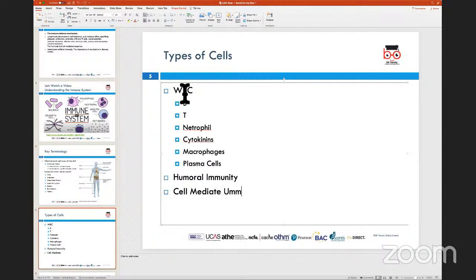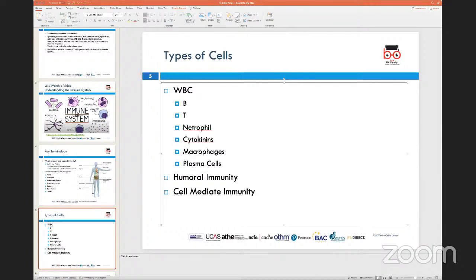So essentially, if you don't have a good understanding of the types of cells which are involved in the defense of infection, or in fighting the infection in the human body, then it will become difficult for you to understand how the immune system actually works.